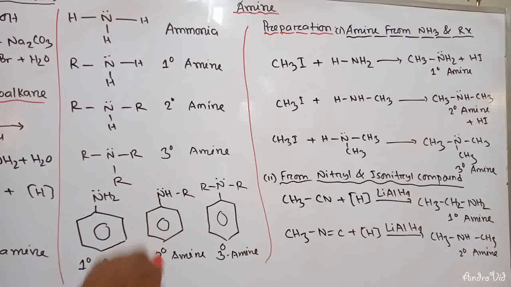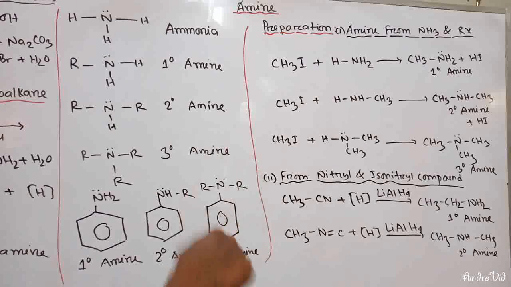be converted to a 2 degree amine, a 2 degree aromatic amine. If you replace the rest of the hydrogen atom by another alkyl group, then it will be converted to a 3 degree amine. So these are basically the 1 degree, 2 degree, 3 degree aliphatic amines, and at the same time 1 degree, 2 degree, 3 degree aromatic amines.